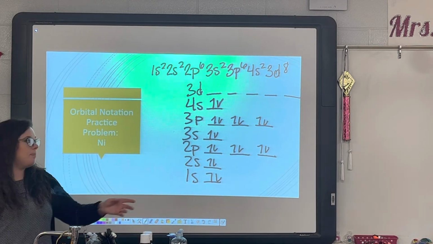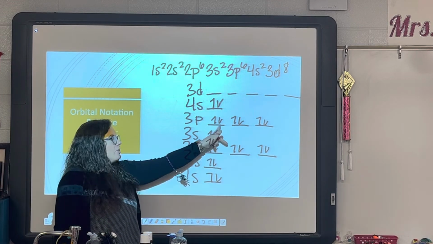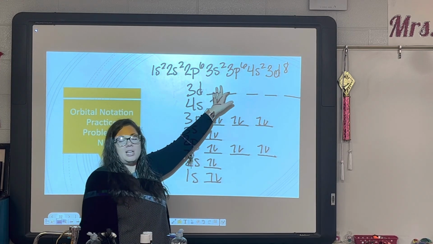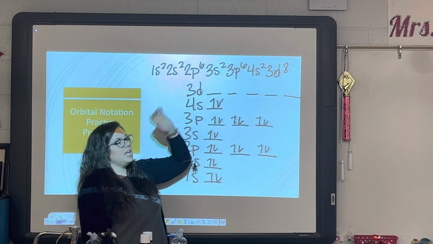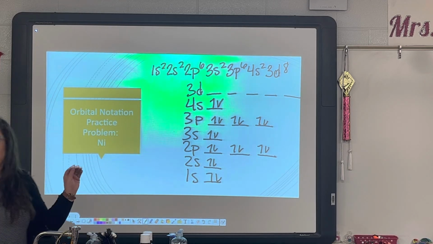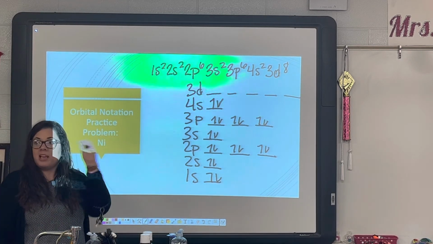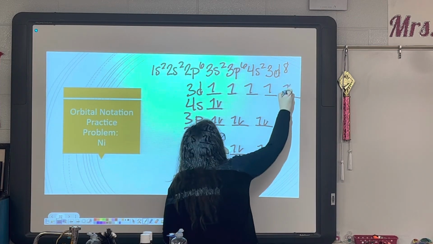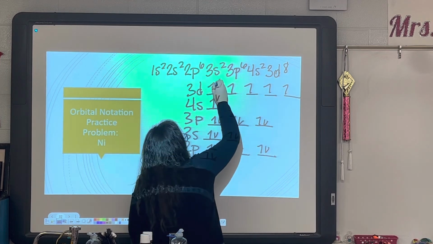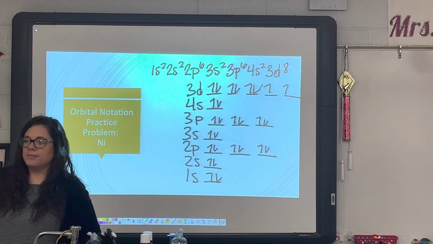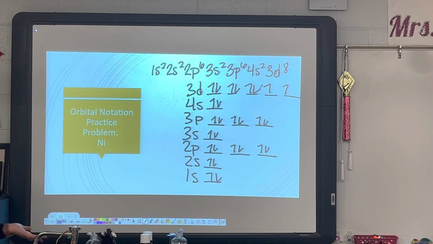Because we would never skip and not fill this one and go here. We would never skip that. The only one that would possibly not be filled is the top. So now, how many electrons are in the 3D? 8. So I have to put 1 in each, right, before I can double any of them. So I'm going to do 1, 2, 3, 4, 5. Now I can go back and do 6, 7, 8. And that would be my orbital notation for nickel.